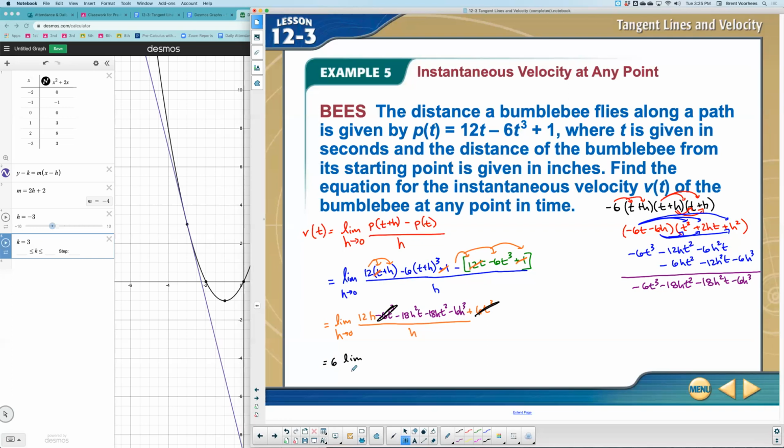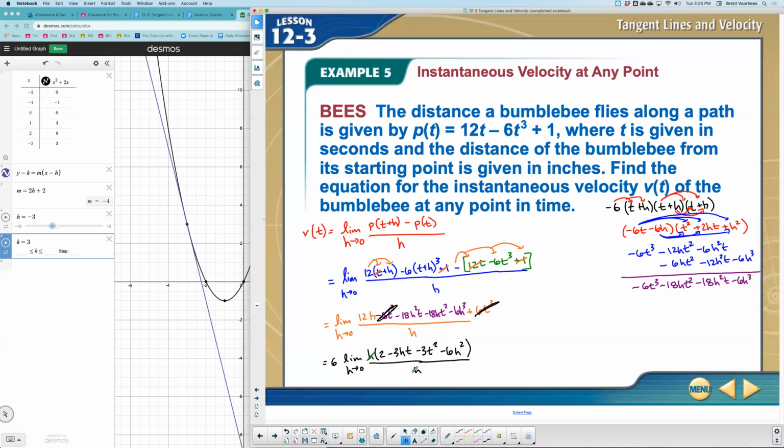So 6 times limit h approaching 0. I'm dividing everything by 6. And I will GCF this h out. So I've already taken out a factor of 6. So this will be left over 2 here. Minus 3. One of those powers of h is gone. ht. Minus another 3. This h is gone, so it's just t squared. Minus 6h squared. All of this divided by h.